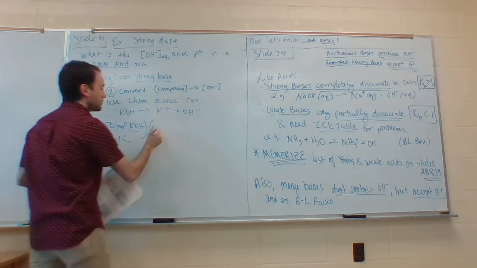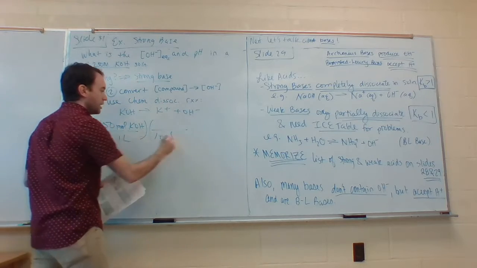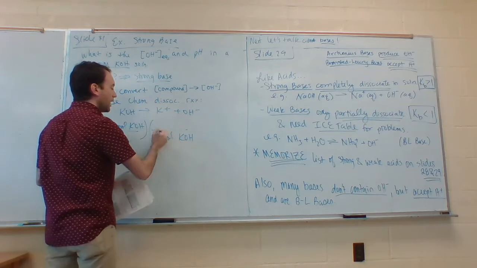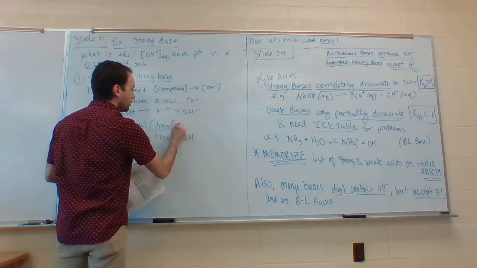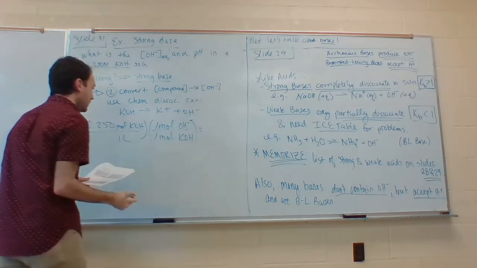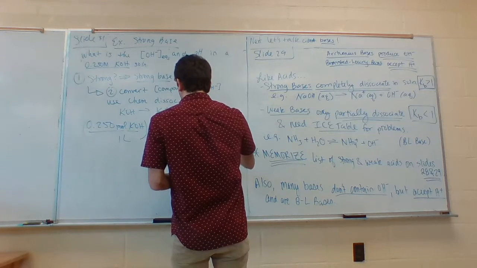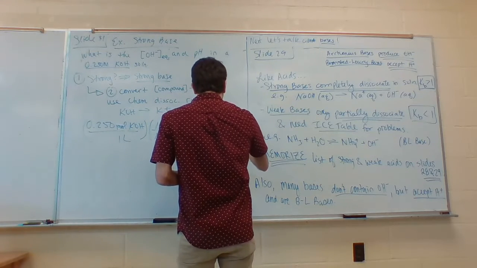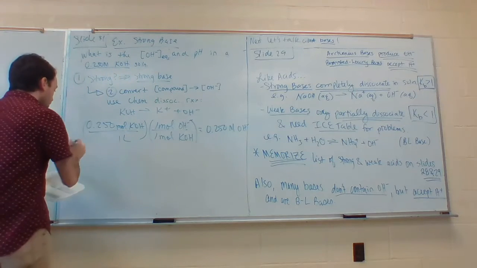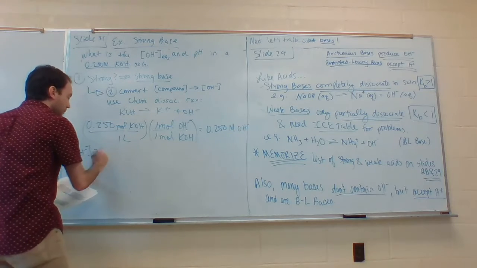That's what molarity is. And then we know that for every 1 mole, using our stoichiometry of KOH, we put that on the bottom to cancel. For every 1 mole of KOH, we produce 1 mole of hydroxide ion. Okay? So that means that our concentration is going to be 0.250 molar hydroxide ion. Okay? So now that's going to be our concentration of OH minus.